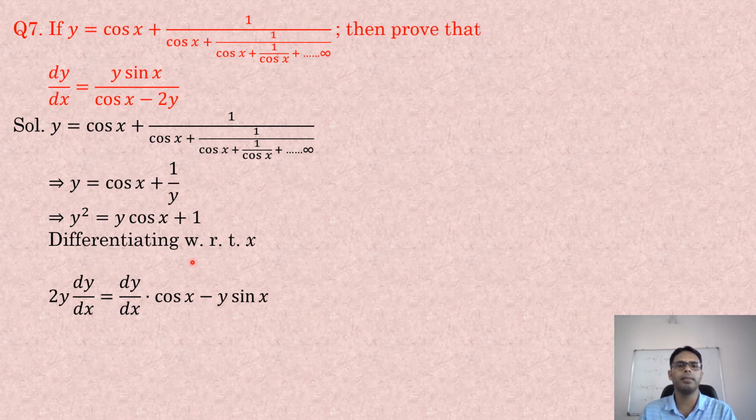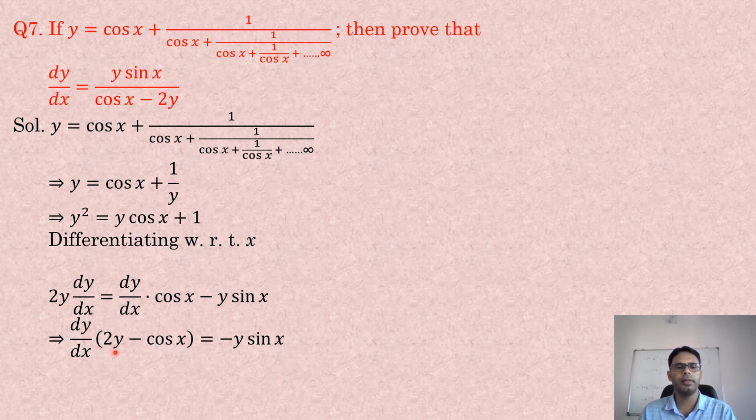y is remaining same, and cos x derivative is minus sin x. Minus is already taken here, and 1 is a constant, so its derivative is 0, and I am not writing it here. Now just collect the terms involving dy/dx. So dy/dx is taken common, so it is 2y minus cos x, because it is on the left hand side, minus cos x is equal to, this term is minus y sin x remaining there.